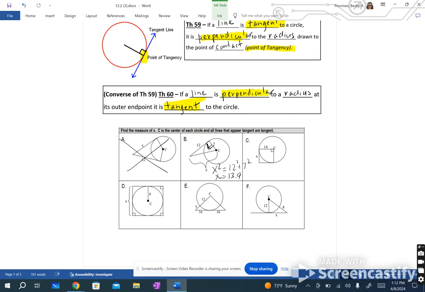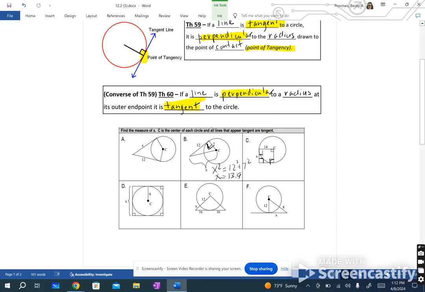Next one. Again, lines that appear to be tangent are tangent. So we know there's a tangent here, which is a 90, and that's a 90. And so if you have a four-sided figure and three of them are 90 degrees, we can also figure out that that is also 90 degrees. So that's a square. And we're kind of backing up to that A.